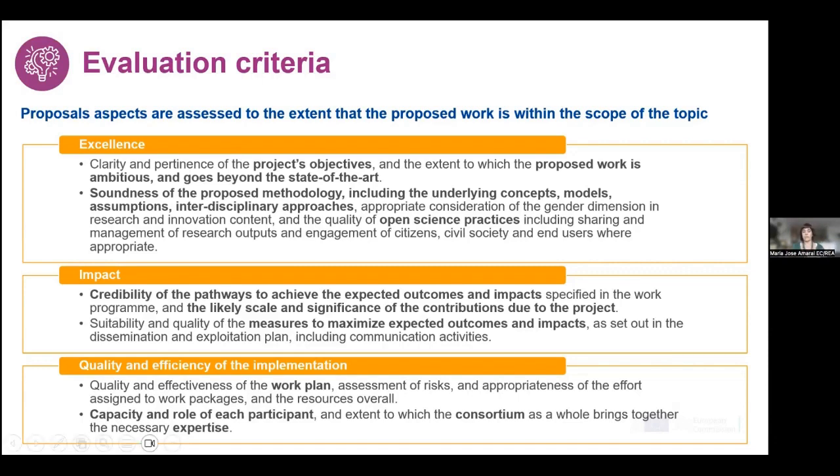And then, of course, what are the measures that you are going to implement to support the reaching of these outcomes and impacts? Again, on the work plan, we talk about the quality and effectiveness, the risks, the effort that you put into the different work packages and the resources overall, and of course the capacity of the consortium, of the different participants, to deliver on the objectives that you propose. Next slide.